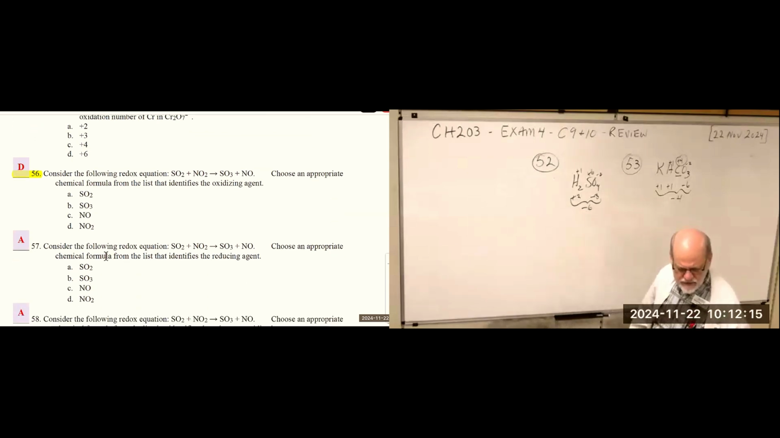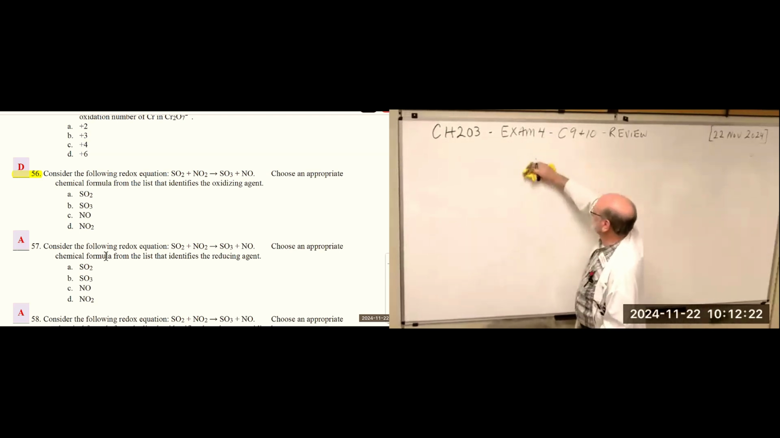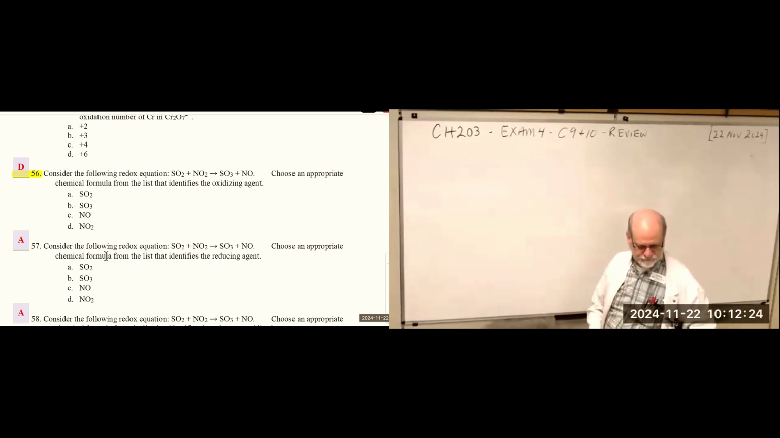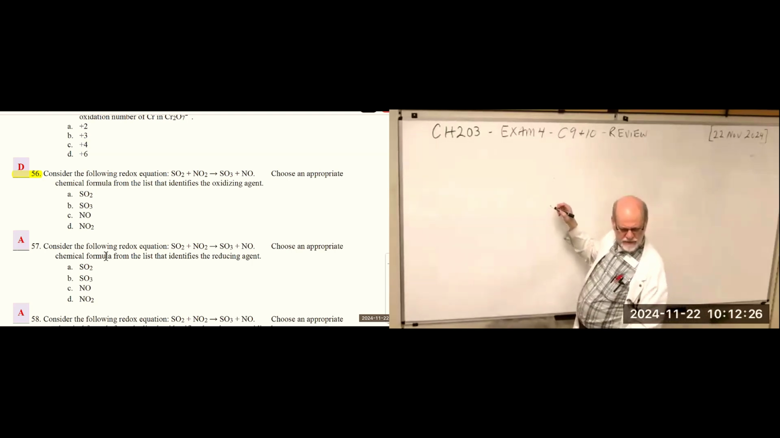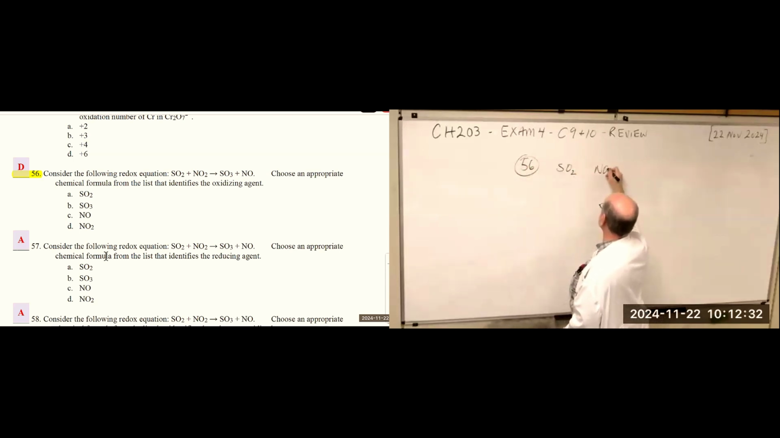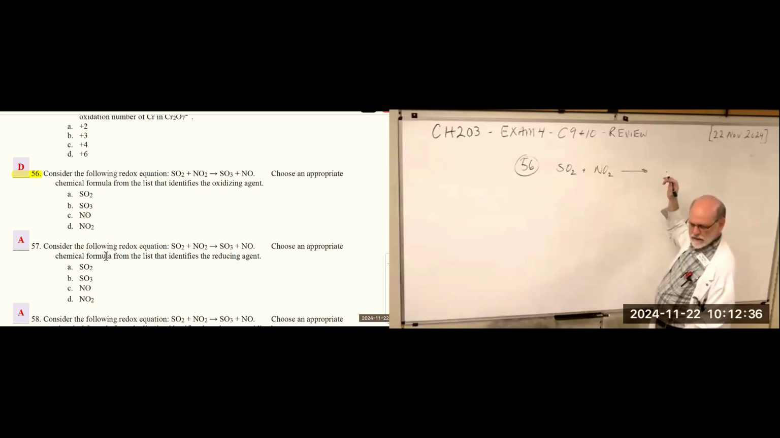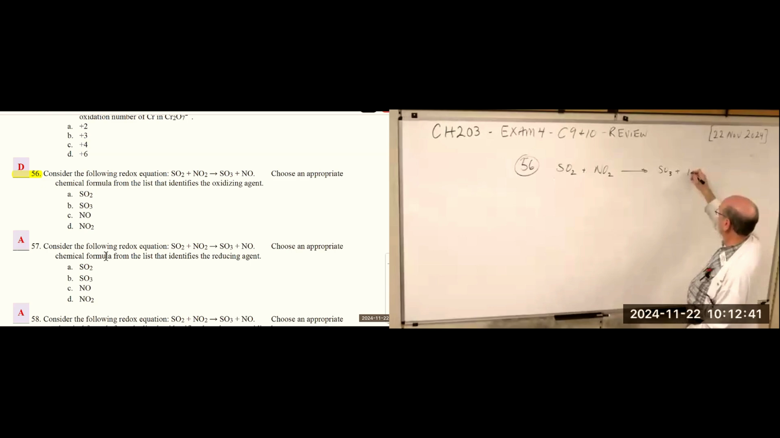Consider the following redox equation, 56. So the question tells you it's redox. SO2 + NO2 yields SO3 + NO.